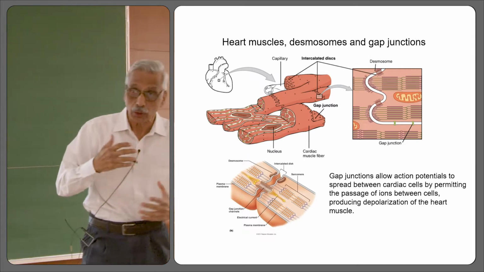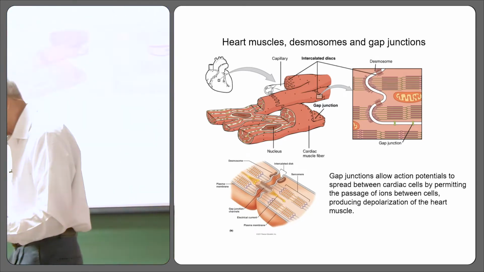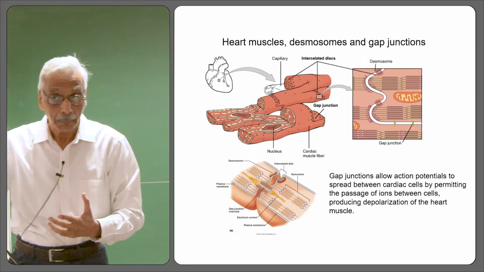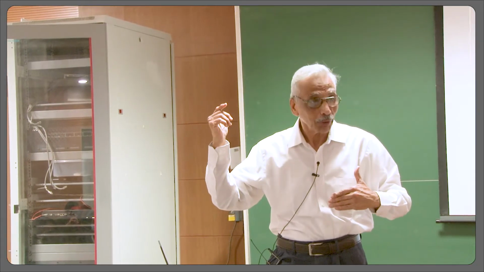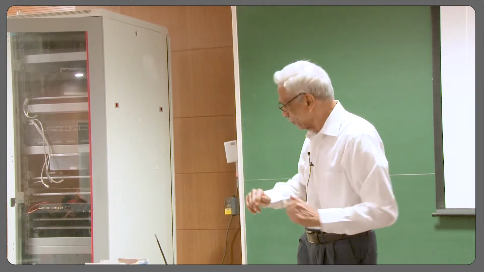They have a particular rhythm and they keep on beating in that rhythm, and that is possible because they have a very specialized tissue within themselves, which we call the pacemaker. What pacemaker? SA node and AV node. We will talk about it a little later.